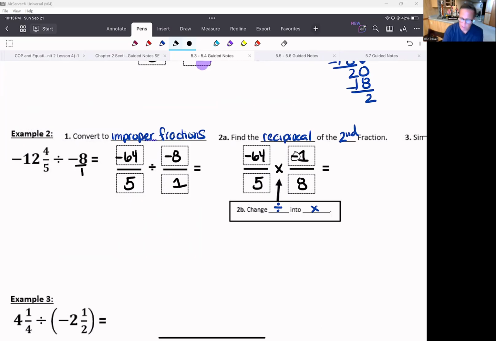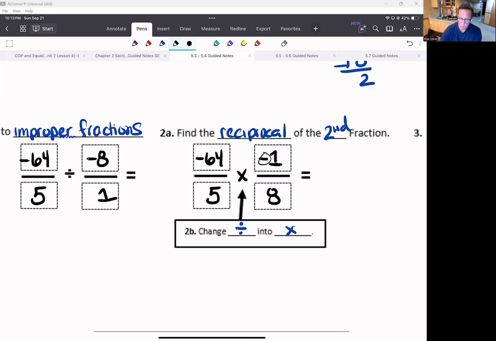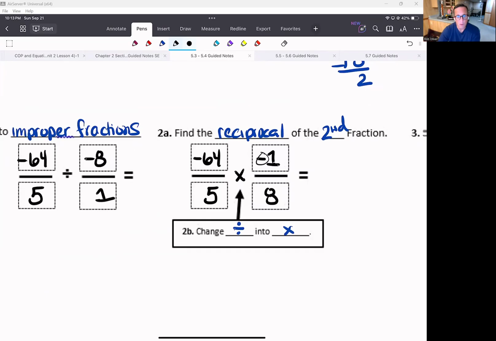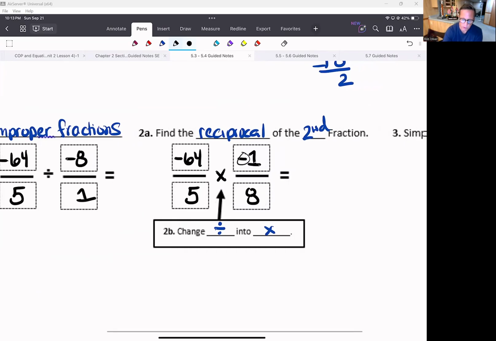You remember what I said? If I can, I'd like to keep the minus sign up in the numerator. All right, so this is a negative times a negative, so it's going to be positive. So we know that for sure. So this is going to be 64. That's what we're doing first. We're doing 64 times 1, which is 64, and a negative times a negative is a positive. And then 5 times 8 is 40.